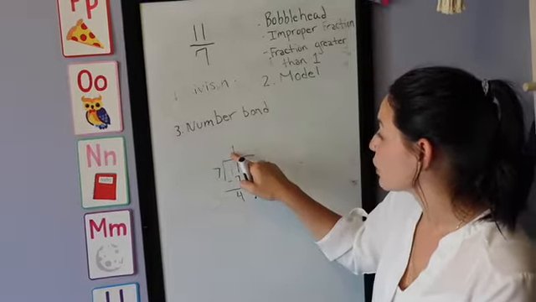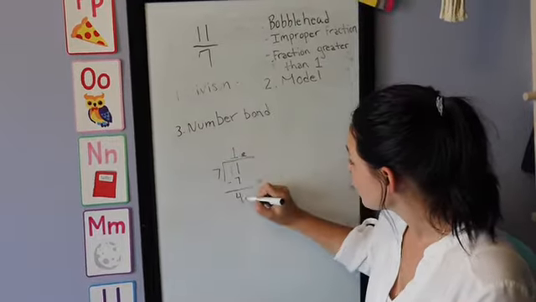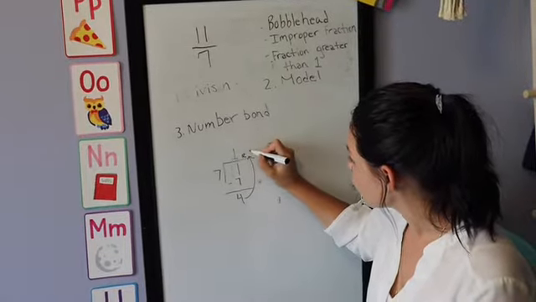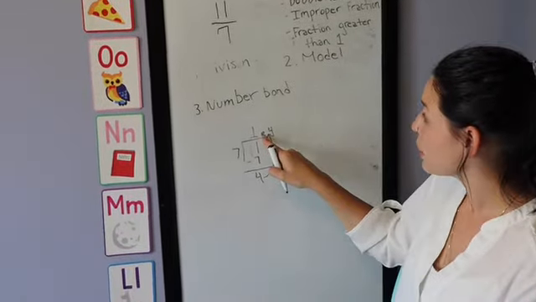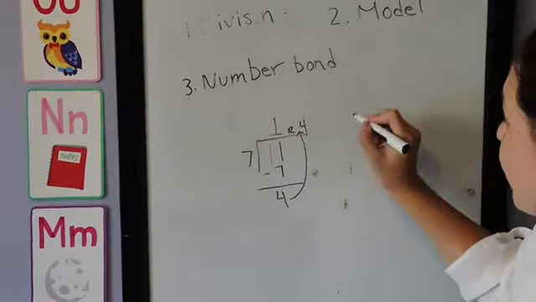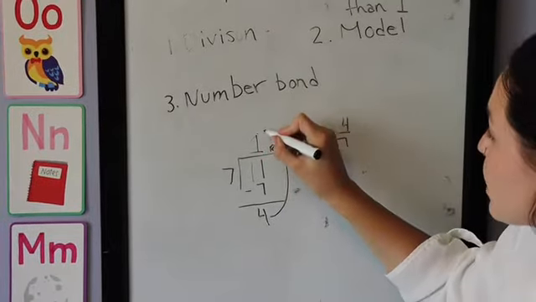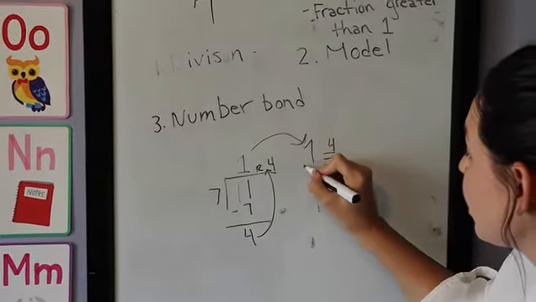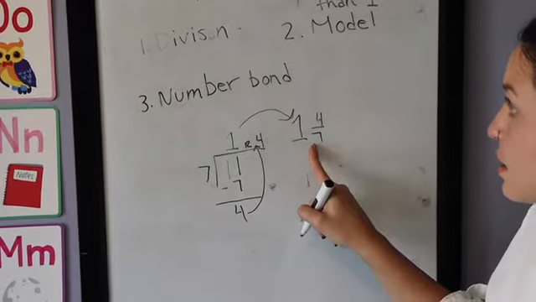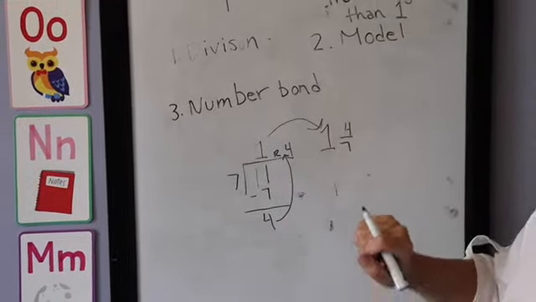So we're going to draw our 1 really big because that's our whole. And then we put our remainder and our 4 comes up as our remainder. Our remainder will become our new numerator. So we're going to have 4 7s. But don't forget about your whole because that moves over as well. So it's 1 and 4 7s. So our denominator stays the same and our remainder becomes our numerator.